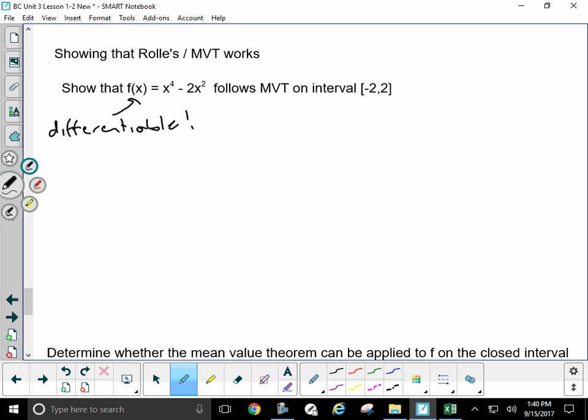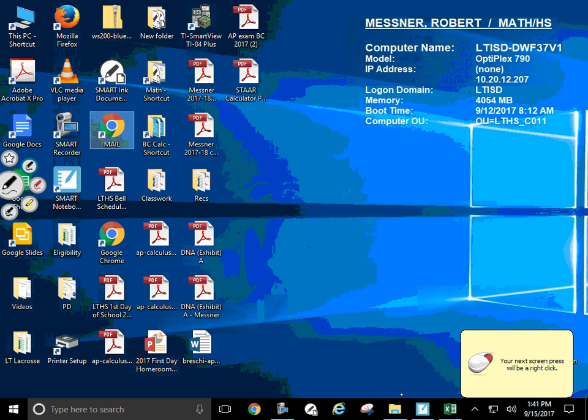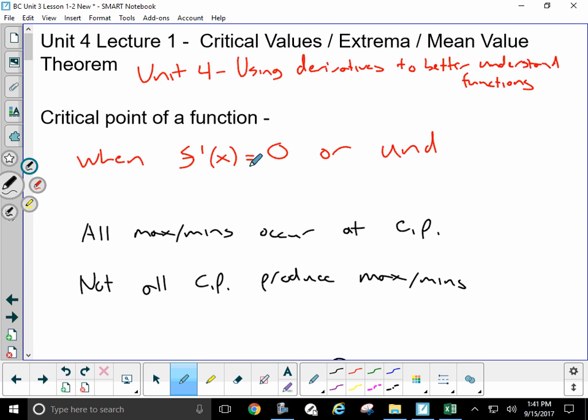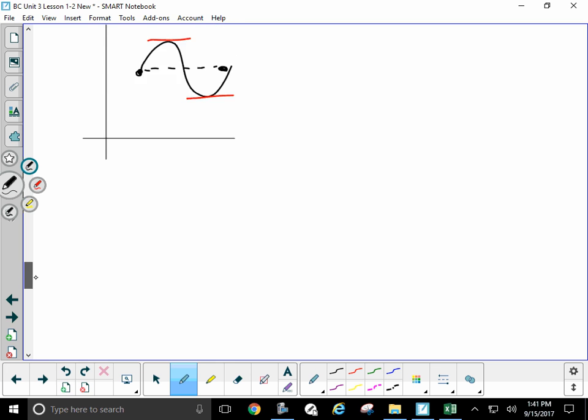All I need to do is find my secant slope. My secant slope will be off of the points -2, which ends up giving me 8, and 2, which ends up giving me 8. I then find the secant slope using my slope formula, and I get 0. I need to see when my tangent slope equals that secant slope.